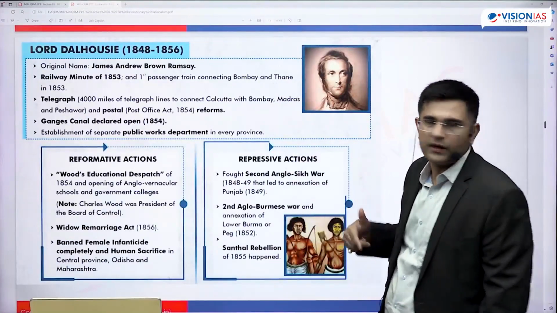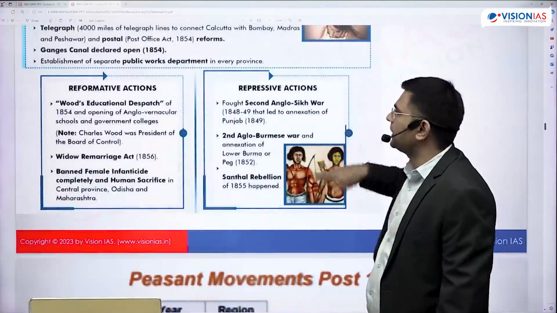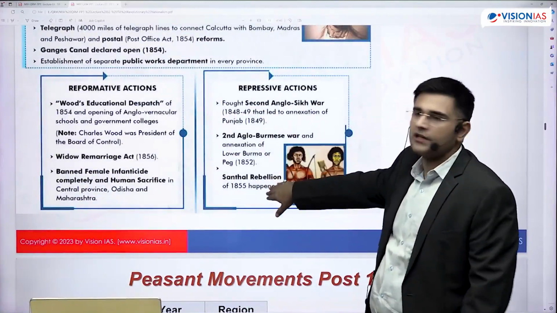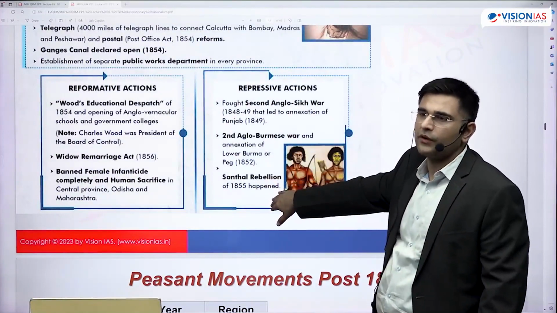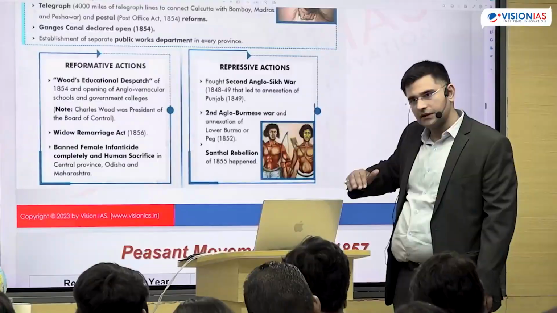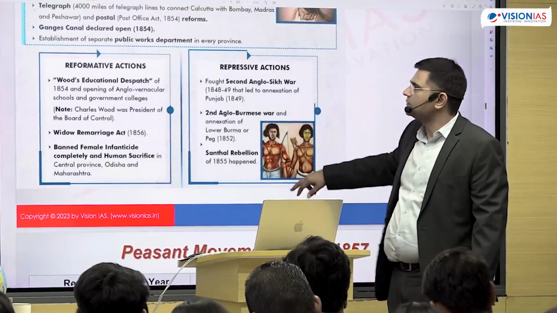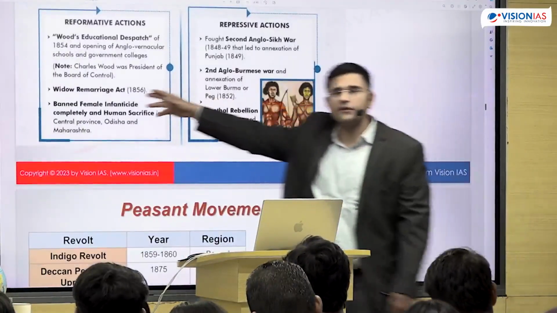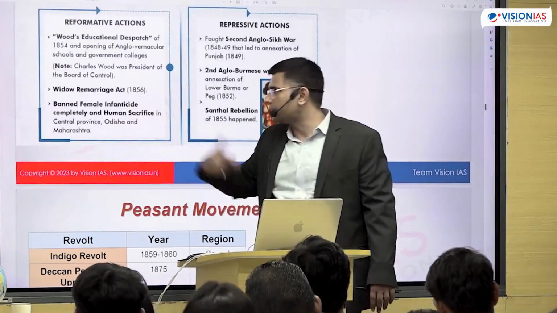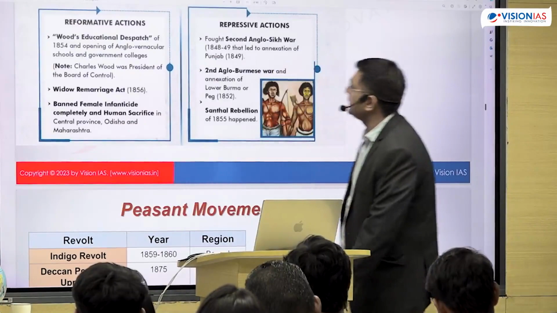The Doctrine of Lapse was brought by him, and the annexation of Awadh was done by him. So that is what is written here. He also took over Burma. The Santhal rebellion also took place during his time period, 1855. 50,000 Santals were brutally killed. Then the Hindu Widow Remarriage Act: Ishwar Chandra Vidyasagar lobbied him, so he is a social reformer in that particular sense.